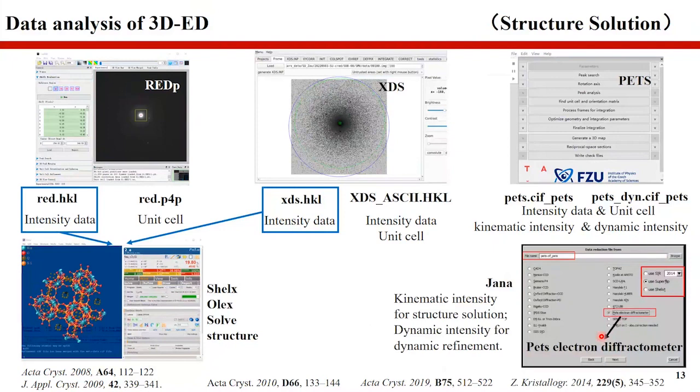And for the CIF files, we could have both the kinematic intensity data or the dynamic intensity data, especially when the data was collected by the PED method. We can use JANA to process the data. The kinematic intensity was used for the structure solution and also used for the kinematic refinement, while the dynamic intensity was used for the dynamic refinement.